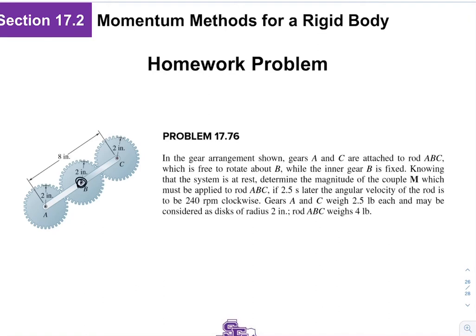It's similar in terms of its setup, right? So this is from the textbook. It's problem 17.76, and this is an interesting problem because we have this gear arrangement. Gears A and C are attached at rod ABC, which is free to rotate around B. So this B location here is kind of like a frictionless bearing, while the inner gear B is fixed. So this is going to stay in place. This gear is staying in place, and this is allowed to rotate around.